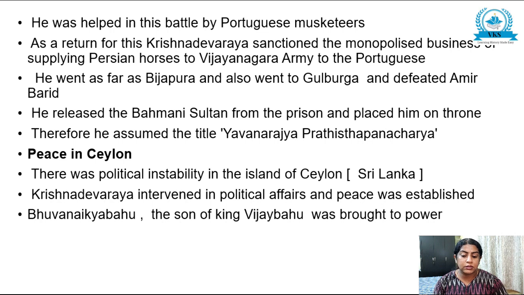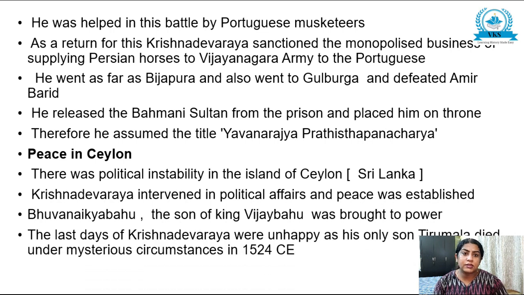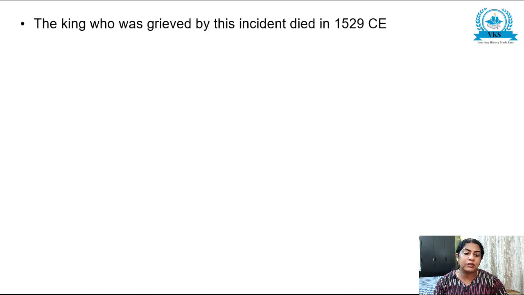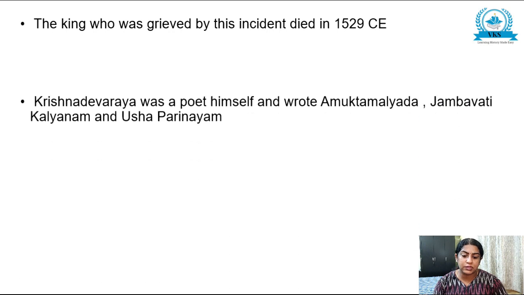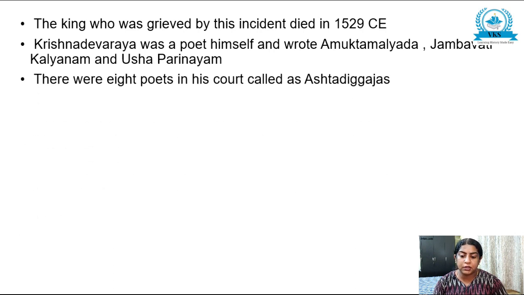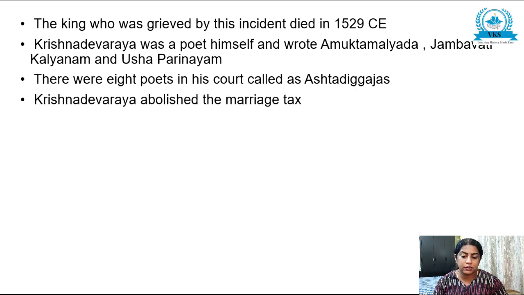Bhuvanekya Bahu, the son of King Vijayabahu, was brought to power. The last days of Krishnadevaraya were unhappy as his only son Tirumala died under mysterious circumstances in 1524, and the king, who was grieved by this incident, died in 1529. Krishnadevaraya was a poet himself, and he wrote Amukta Malyata, Jambavati Kalyana and Usha Parinayam. There were 8 poets in his court called Ashtadigajas.